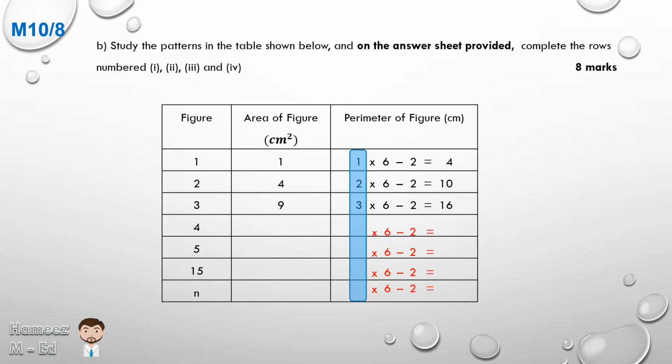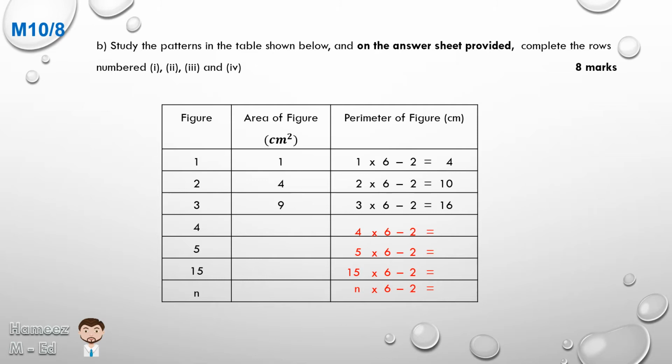As such, for figure 4, therefore the first number will be 4. In the next one, the first number will be 5 because that's figure 5. In the next row, the first number will be 15 because that's figure 15. And of course, for the last one, it's n because that's figure n for any figure. So this will be like a general formula for the pattern. And we can solve for each one.